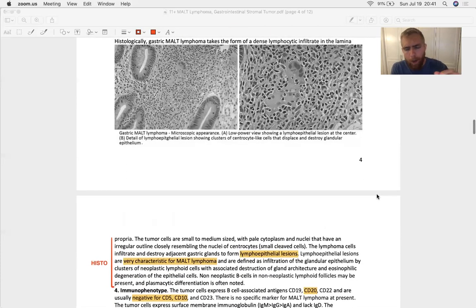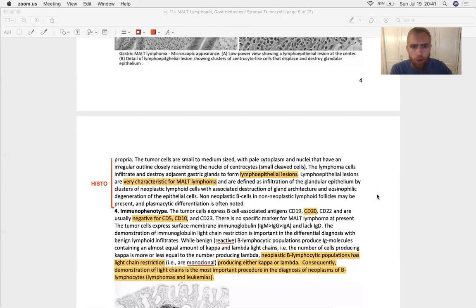Histologically, bottom of page 4, MALT lymphoma takes the form of a dense lymphocytic infiltrate in the lamina propria. I'm going to read this whole paragraph. Tumor cells are small to medium-sized with pale cytoplasm. The lymphoma cells infiltrate and destroy adjacent gastric glands to form lymphoepithelial lesions, which are very characteristic for MALT lymphoma and are defined as infiltration of the glandular epithelium by clusters of neoplastic lymphoid cells with associated destruction of gland architecture and eosinophilic degeneration of epithelial cells.